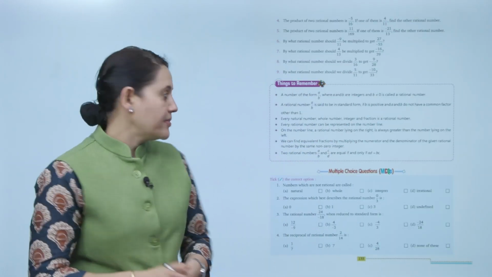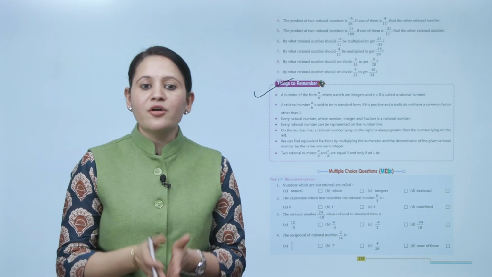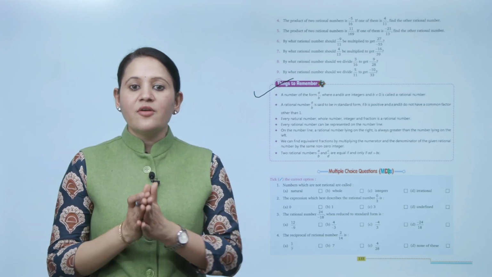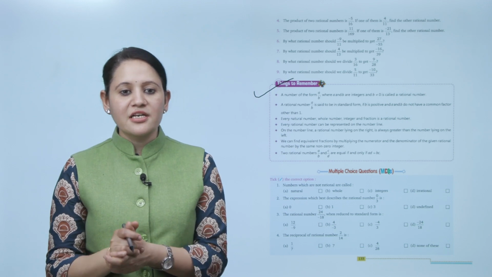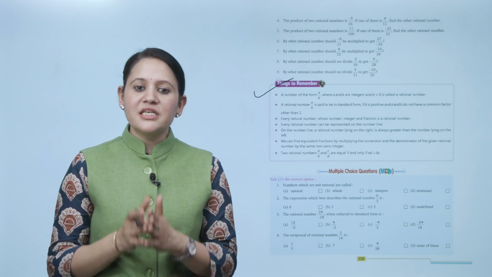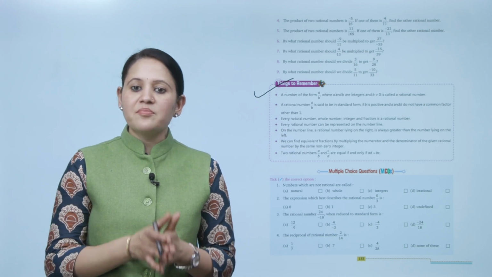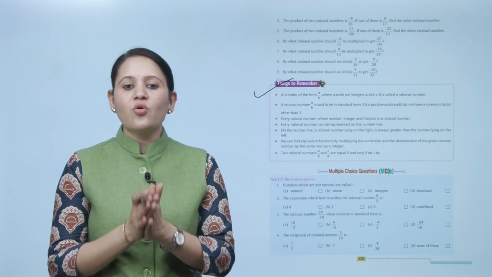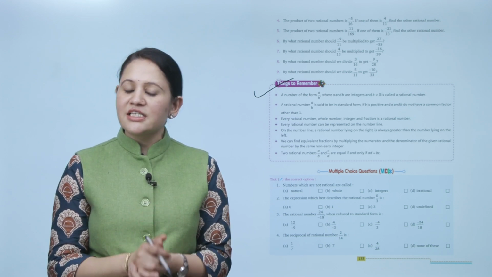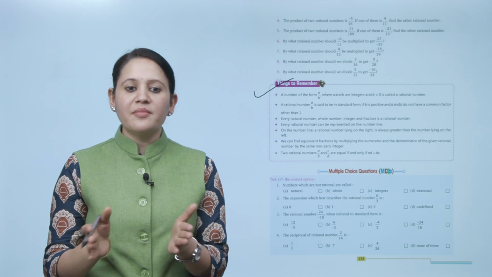Next is things to remember. A number of the form a by b, where a and b are integers and b is not equal to 0, is called a rational number. The rational number a upon b is said to be in standard form if b is positive and a and b do not have any common factor other than 1. Every natural number, whole number, integer and fraction is a rational number. Every rational number can be represented on the number line.